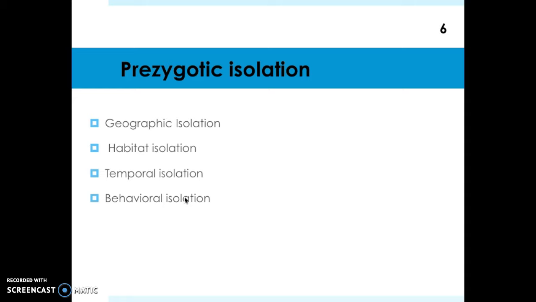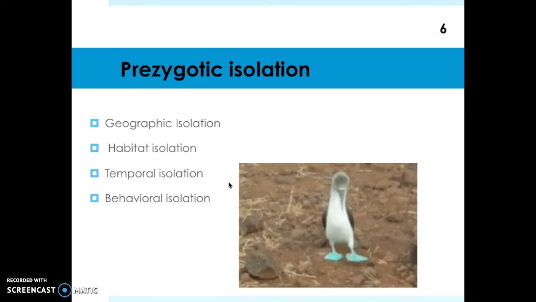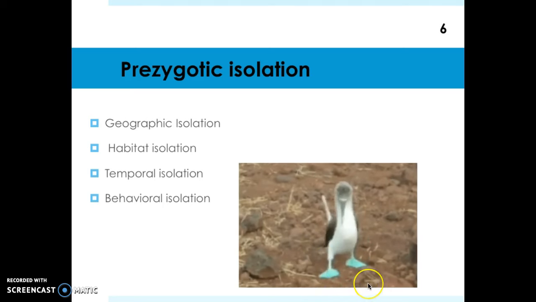For example, let's say a bird. Birds have different songs, and a bird can only recognize its own song. So birds of different species with different songs wouldn't be able to pick a mate that doesn't have their same song. They can't recognize it, so they won't be able to breed. And this is something really cute in the Galapagos Islands. Blue-footed boobies do a special dance with their feet to attract a mate. This blue-footed booby would not be able to attract a different species of booby, for example a Nazca booby, because they have a different behavior, a different dance.